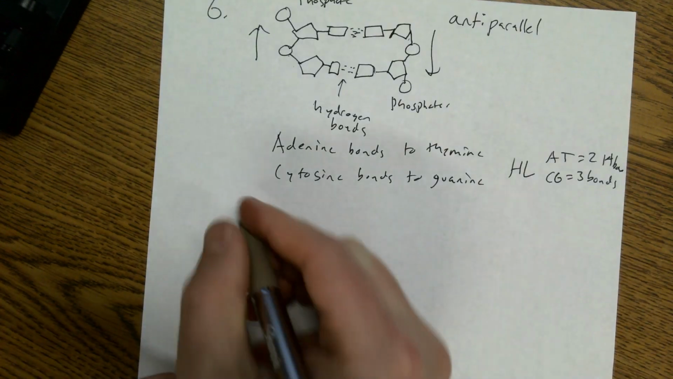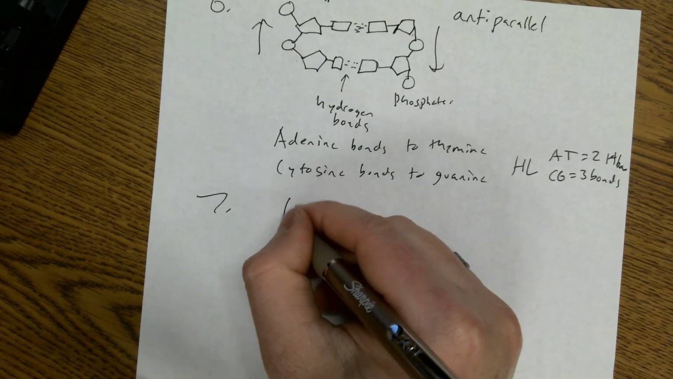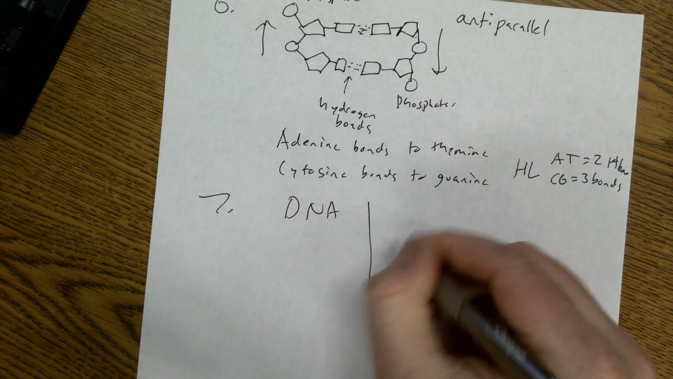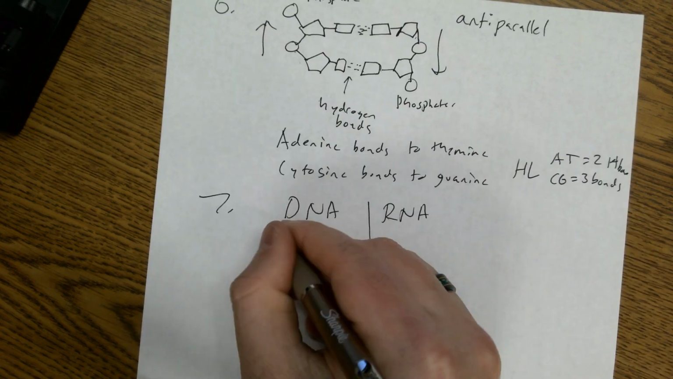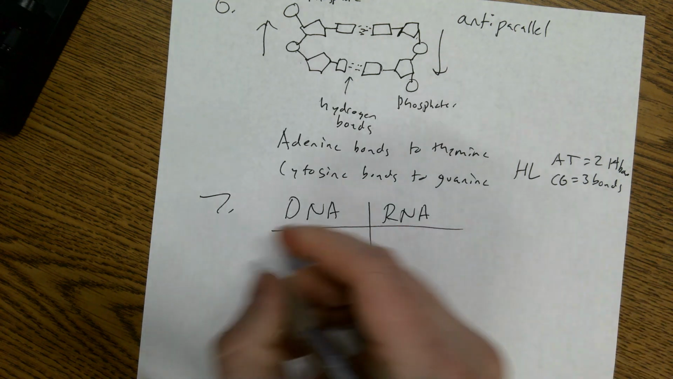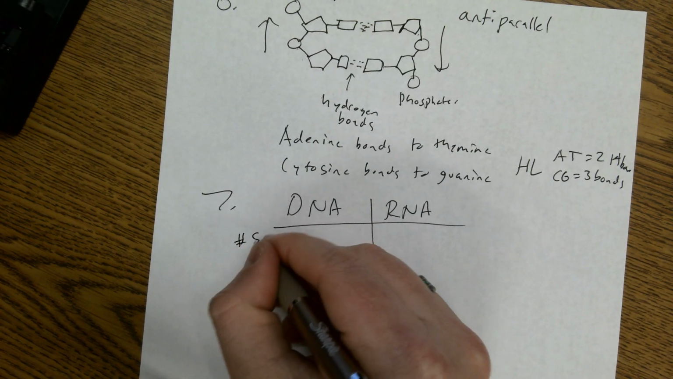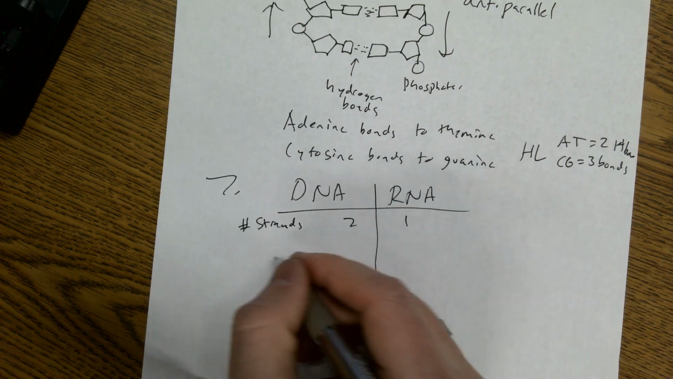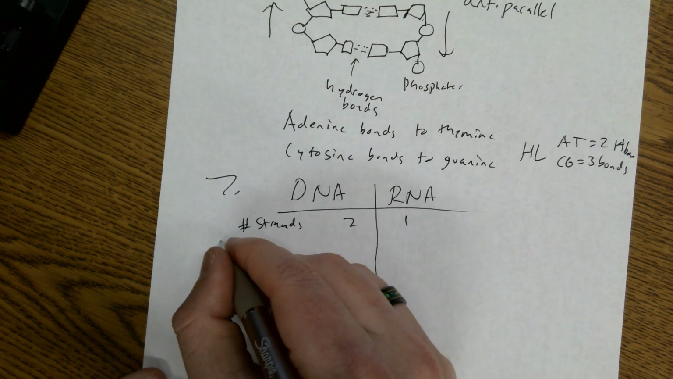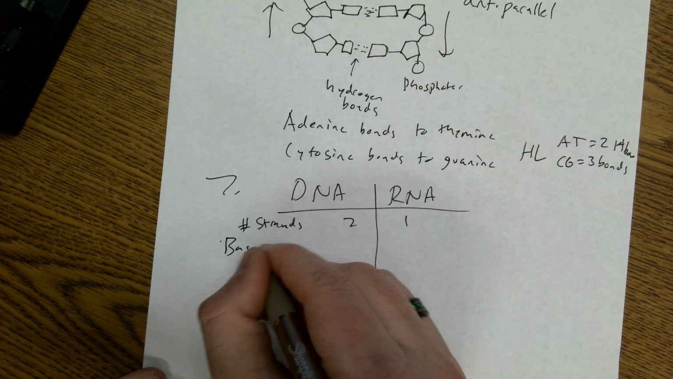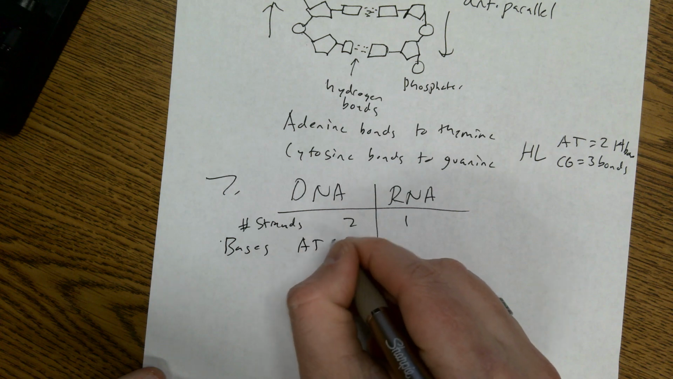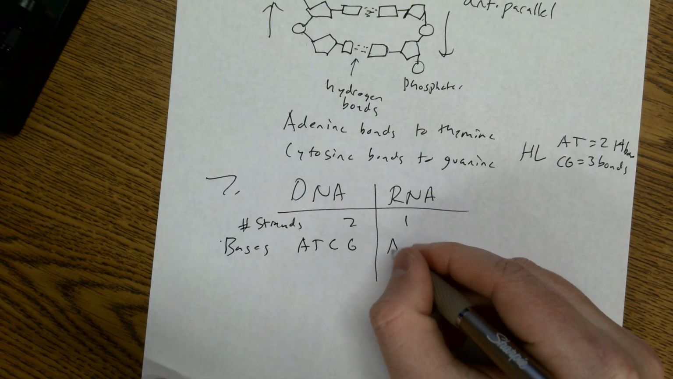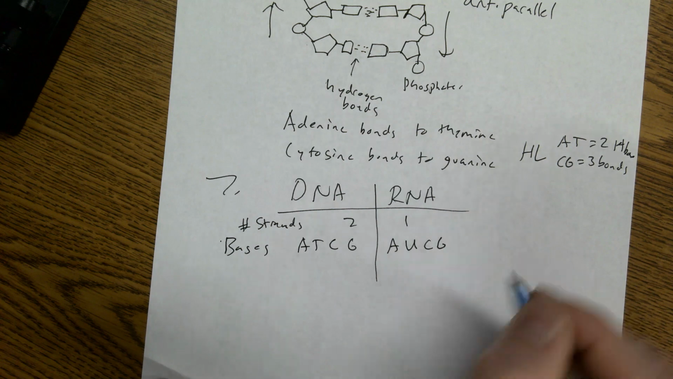Alright, standard 7. We talked about a lot of these already, but standard 7 is our DNA versus RNA comparison table. First we have the number of strands. In DNA we have 2, RNA we have 1. The types of nitrogenous bases, so our bases, we have A, T, C, G versus A, U, C, G.